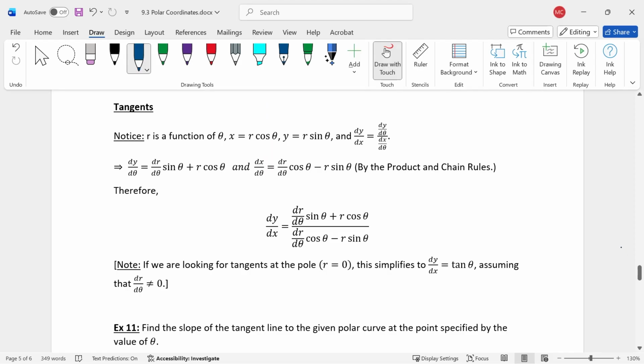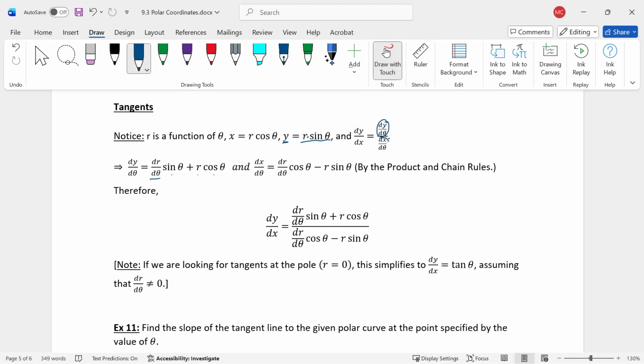Okay, let's talk about tangents. So notice that r is a function of theta, and that x is equal to r times cosine of theta, and y is equal to r times sine of theta, and that dy/dx is dy/d theta over dx/d theta. So if we want to find dy/d theta here, we can take our value for y and apply the product rule to r times sine of theta. When we apply the product rule, we get the derivative of r times sine of theta plus r times the derivative of sine, which is cosine.